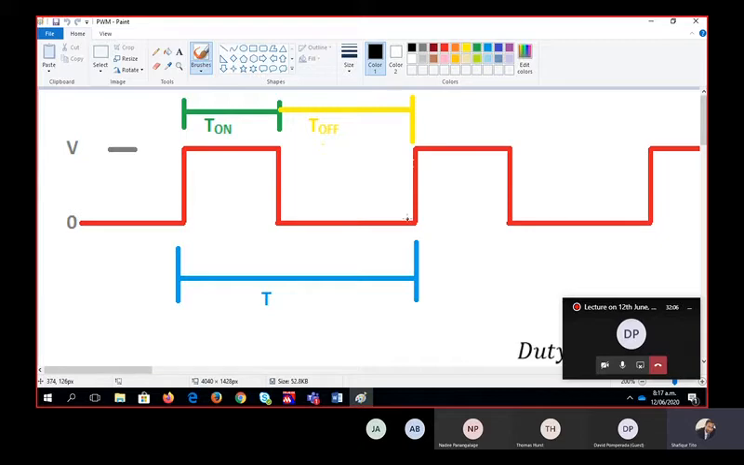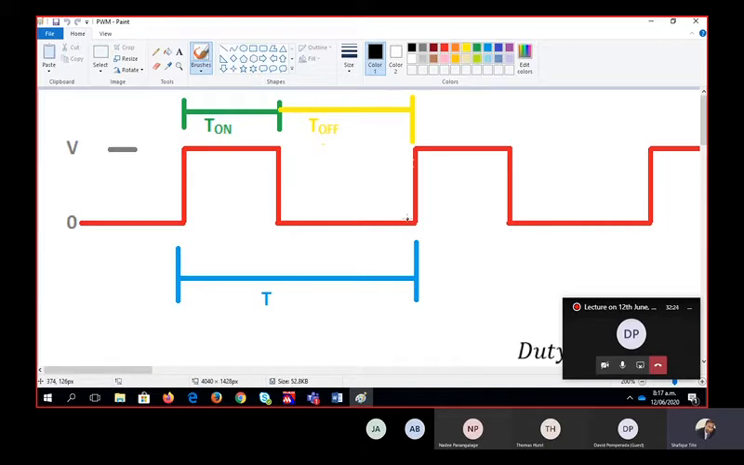That application you will find in changing the speed of your fan, and also in dimming a light. Some lights can be used with a dimmer. So those applications are using this pulse width modulation.